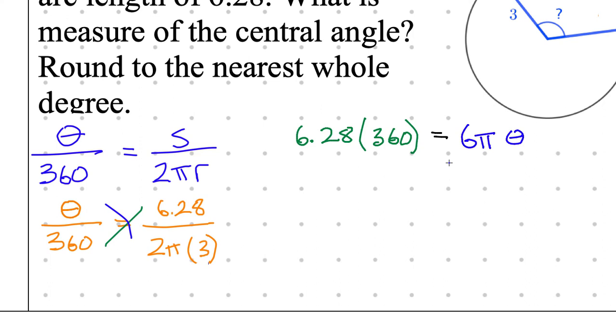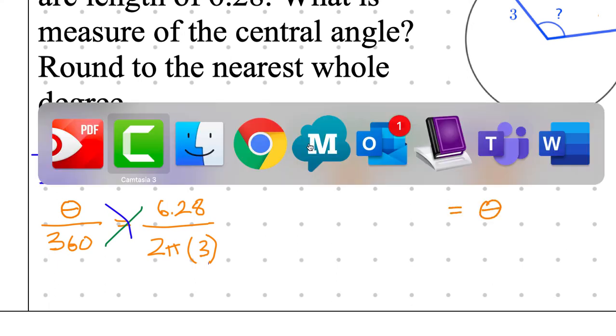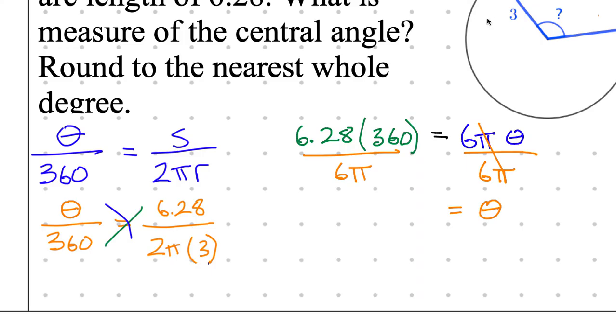Who would like to do the next step? Andres, go for it. So you're trying to solve for theta. So divide both sides by 6 pi. Okay, let's do it. Divide both sides by 6 pi, and then we've solved for theta. Theta is equal to whatever this thing is, and we're going to need a calculator, so let's pull up our Desmos Scientific.